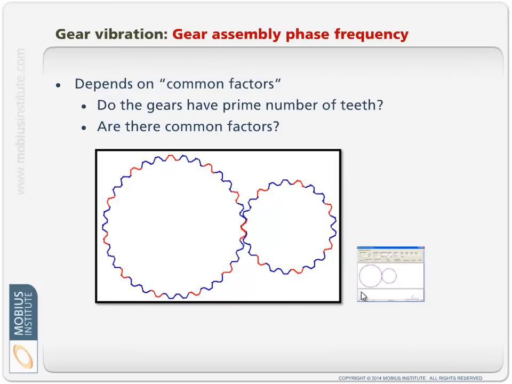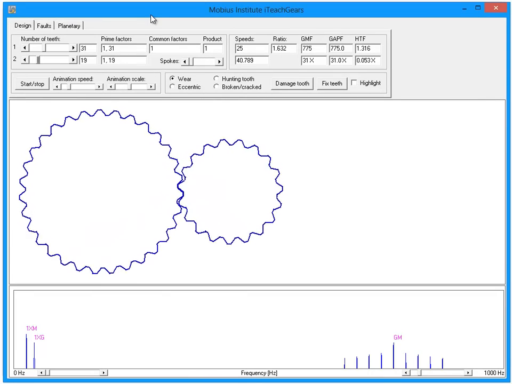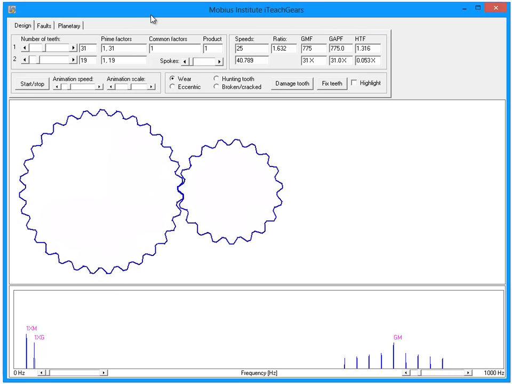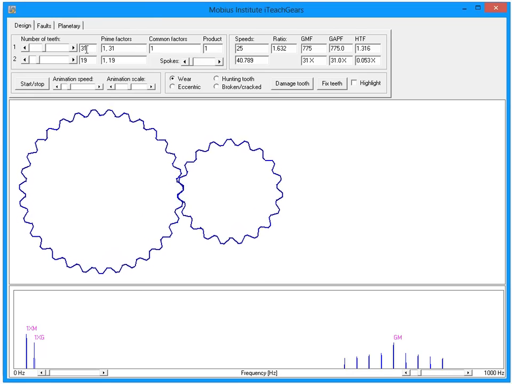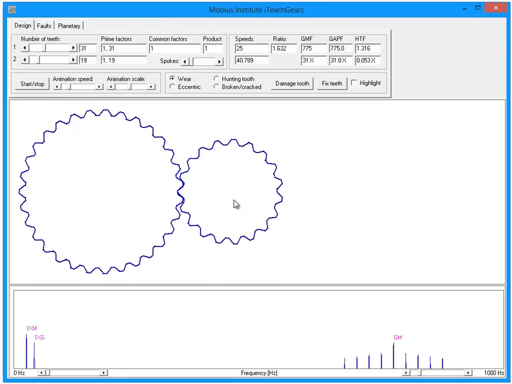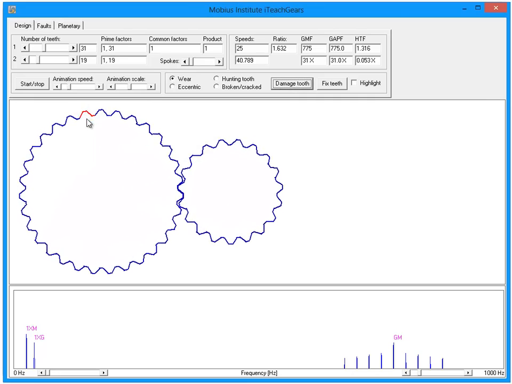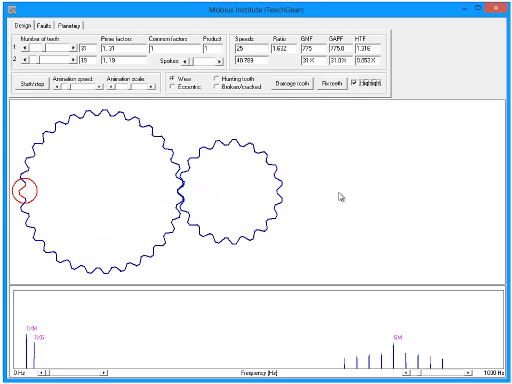Okay, now just briefly, there is another source of vibration that we can see depending on the design of your gears. Okay, so here's my little simple Gearbox simulator. Now, what I've simulated here is a situation where I do have 31 teeth here, 19 teeth here. And what I'm going to do is damage one of the teeth. You can see it moving there, and I'll just make it a bit easier to see.